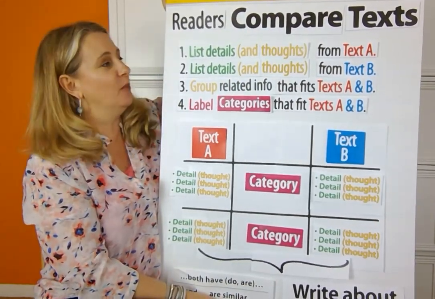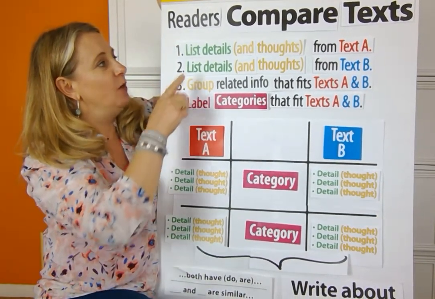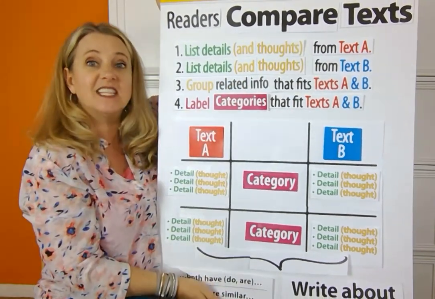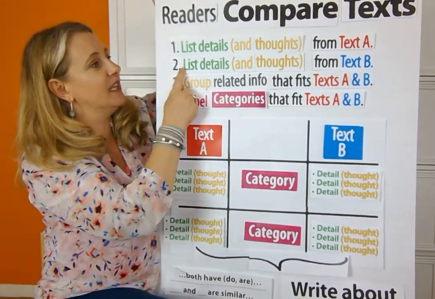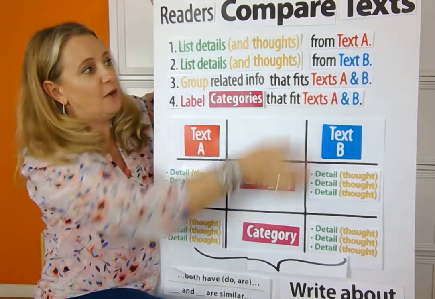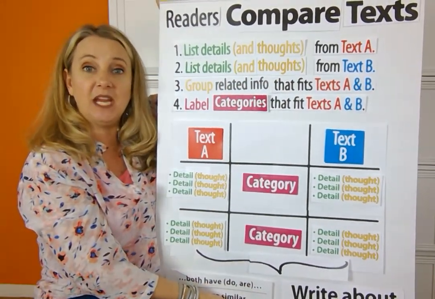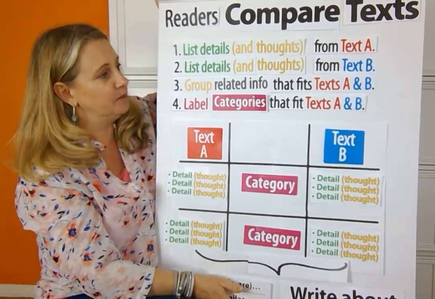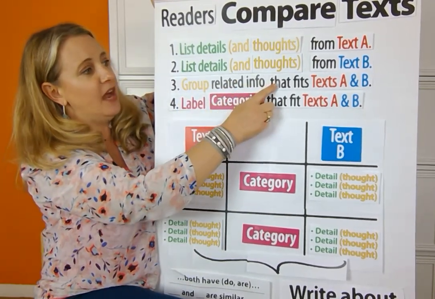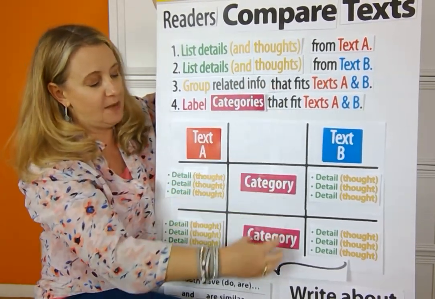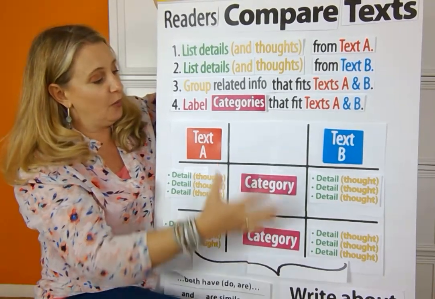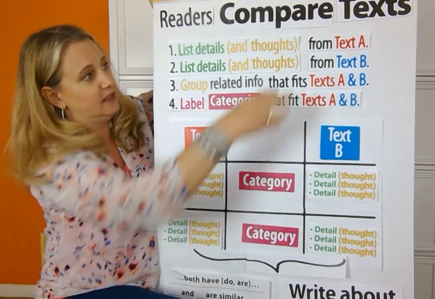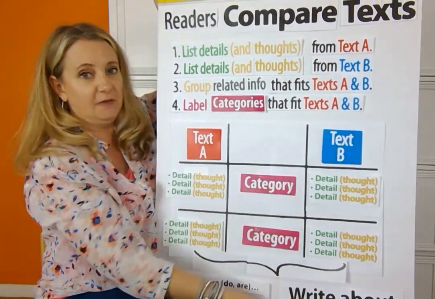And so far, we have been talking about the 4 steps. We've been talking about how you list all the details and some of your thoughts from the first text, text A. Then you have to list all the details and your thoughts from the second text, text B, because we are working with more than one text. We're working with at least 2. Then we've talked about how you group that related information and you label those categories. And so we've talked a lot about this T-chart, that you put those details on one side for text A and you put those details on another side for text B.